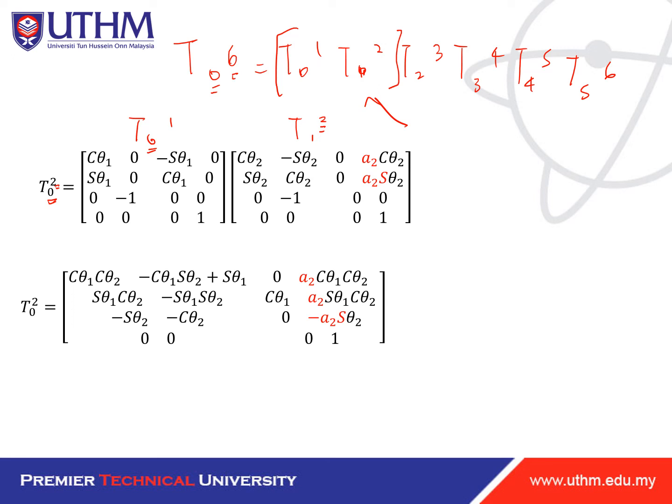For this part, we just need to put in the DH parameters inside the DH matrix, and we will get these two matrices. Then we need to multiply all of these matrices. So to do that, first we take all of these parts and multiply it.